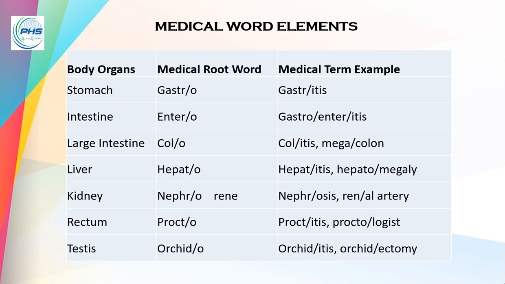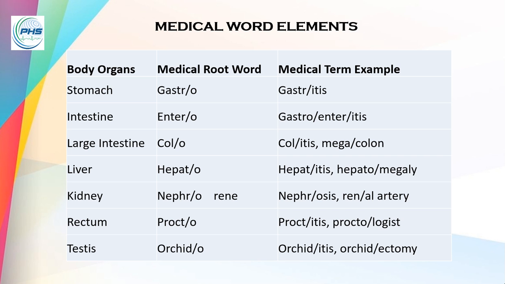Large intestine, the medical root word is colo or col, and the medical term examples are colitis and megacolon. Colitis is inflammation of the colon, which is the large intestine, and megacolon is an abnormally enlarged colon.